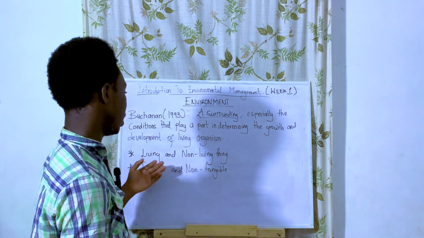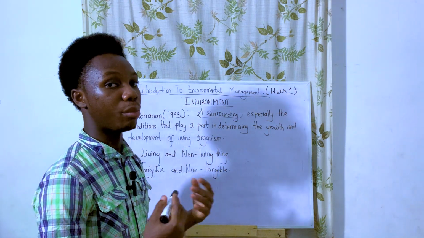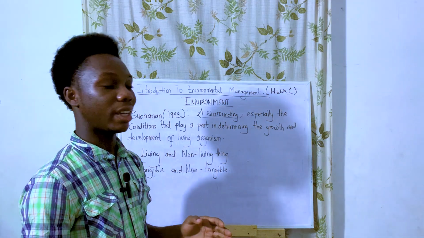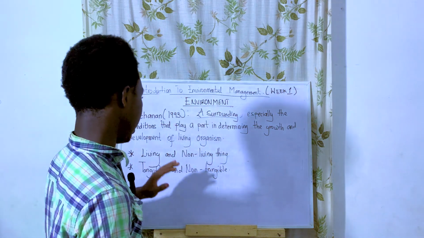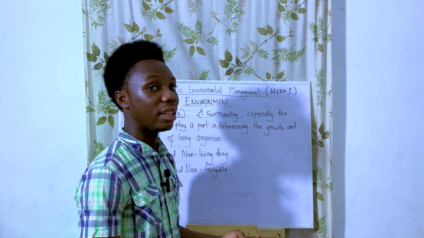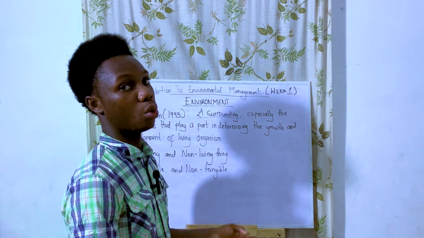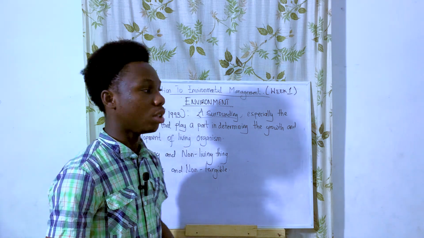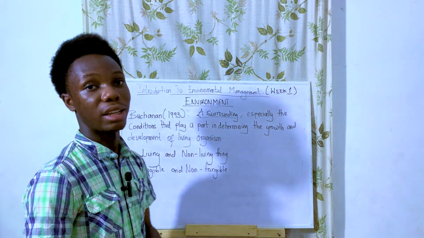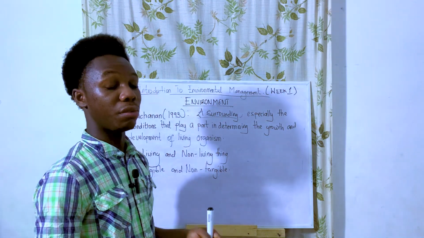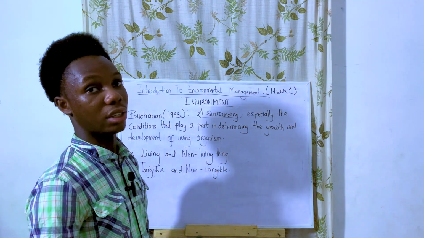And this environment is made up of the living and non-living things. The living things are the things that have life. They can breathe, but the non-living things do not have life. And also the tangible things or the non-tangible things in the environment. The tangible, they are the things we can touch or see, but non-tangible we cannot see nor touch. Please, I hope this is clear. So this is the definition of environment by Bachanan in 1993. There are a lot of definitions, but I decided to bring this one to make this simple and very understanding to you.